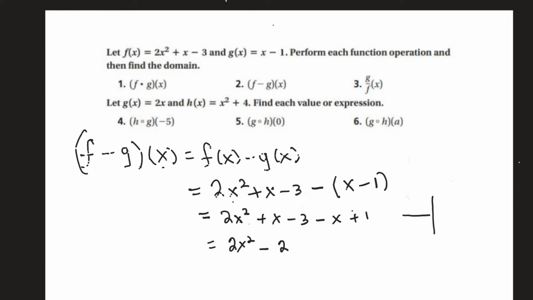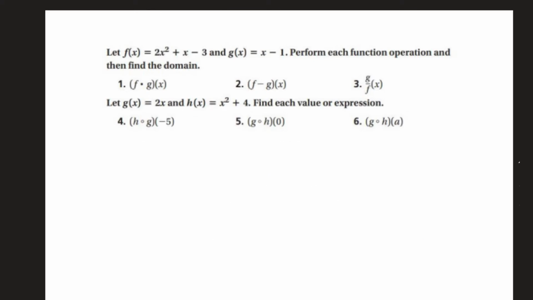And if I were to graph this in Desmos, which you will have to do on the test, you will notice that the domain is actually all real numbers. It goes from negative infinity to positive infinity, so the domain is going to be from negative infinity to positive infinity. Okay?